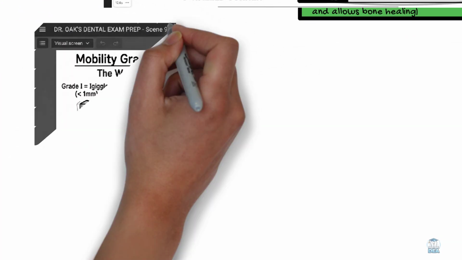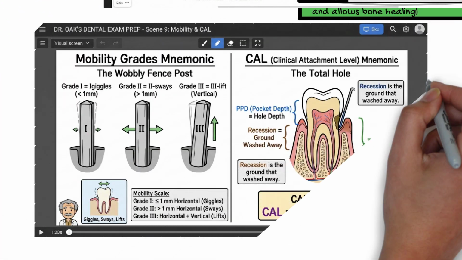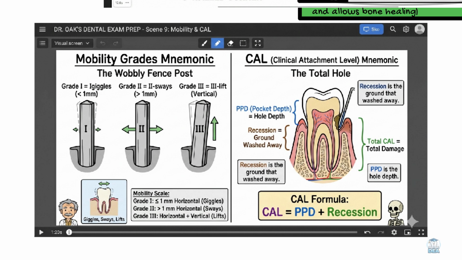For mobility, think of a wobbly fence post. Grade 1, jiggles, slightly, less than 1 millimeter. Grade 2, sways back and forth, greater than 1 millimeter. Grade 3, you can lift it straight up and down, vertical.